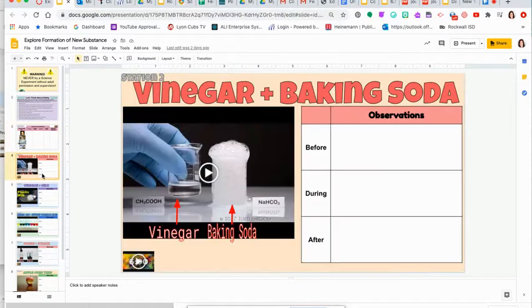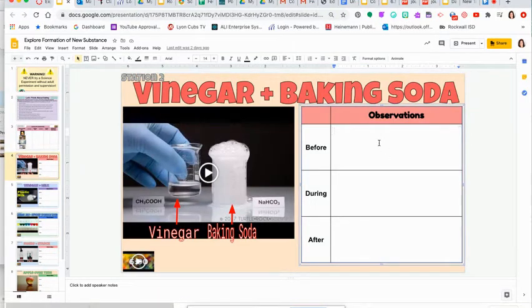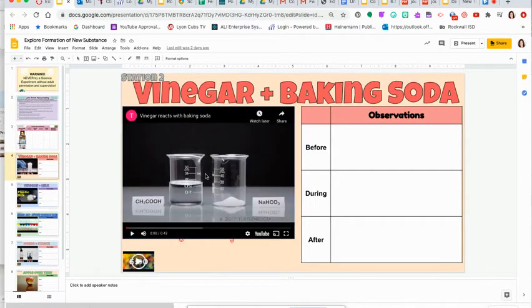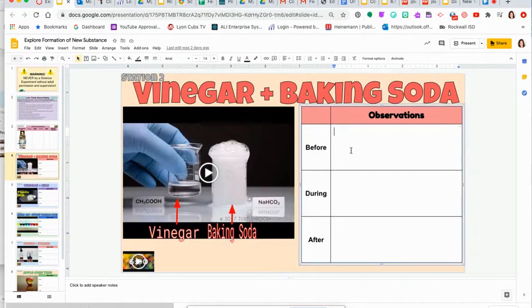On the rest of the slides, there is one experiment for you to watch where some substances are being combined. You are to make an observation of what you see happening before. For example, I might say that when I'm watching the video, when I click it, before I can see that I have some clear vinegar and I have some powdery baking soda. Okay, so I describe the physical properties.